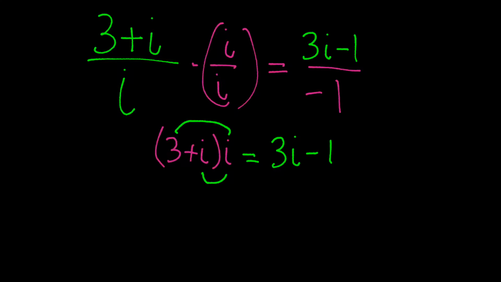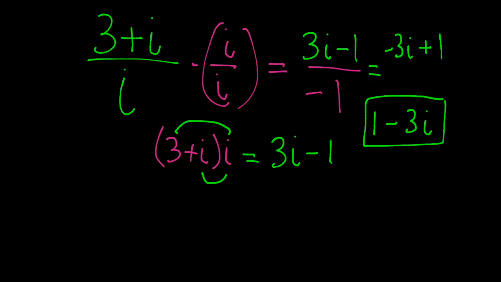and then because we're dividing by a -1, all the signs change, so our answer basically becomes -3I plus 1. And then we can flip this around to make it look more like our general complex format to be 1 minus 3I. And that's how we can simplify with I.